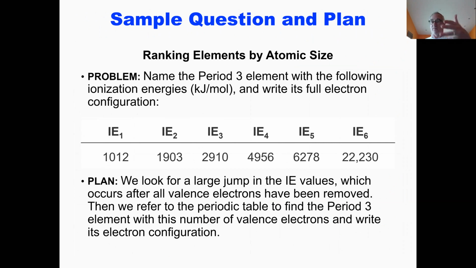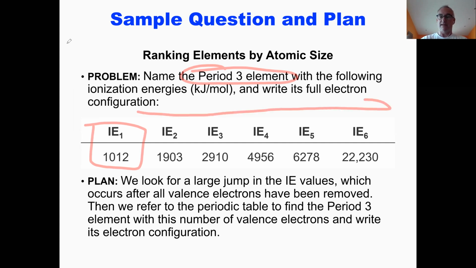So, yeah, why don't we just finish here? This will give you an idea of what I'm talking about. These are the ionization energies of a period 3 element, so in the third row, and these are its ionization energies. This is the first one, and then we go across until we get to the sixth one. Now, what element is this?